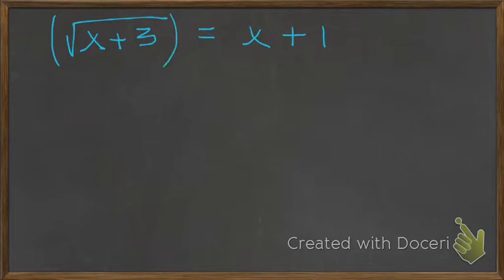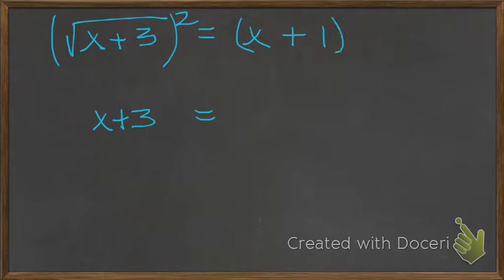I'm about to show you how to do problem number 3 on page 678 in your book. So if you'll turn there and look at the problem, it looks like this. It's got the square root of x plus 3, and then that is equal to, on the other side over here, x plus 1. So we are going to square both sides of the equation, and when we square the left side, that removes the square root sign.